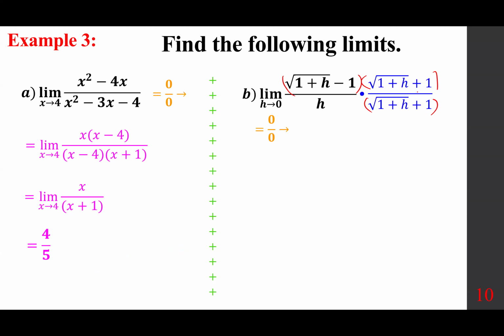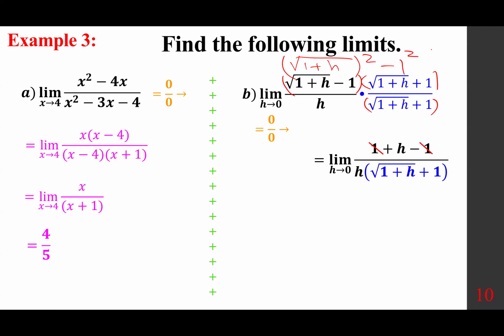And when you multiply these two, the numerator changes to square root of 1 plus h quantity squared minus 1 quantity squared. So square root of 1 plus h quantity squared comes out. 1 and negative 1 cancel each other. H and h cancel each other. And now if I plug in 0, square root of 1 is 1, 1 plus 1 is 2, 1/2 is the final answer.